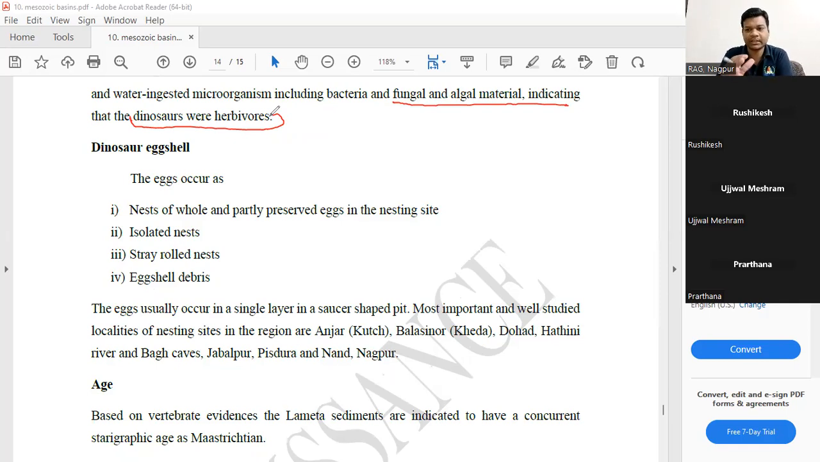All dinosaurs are not non-vegetarian. Some of them were vegetarian dinosaurs, that is, herbivorous dinosaurs.